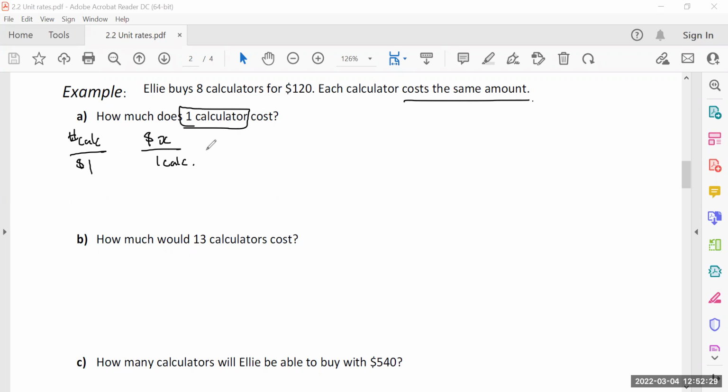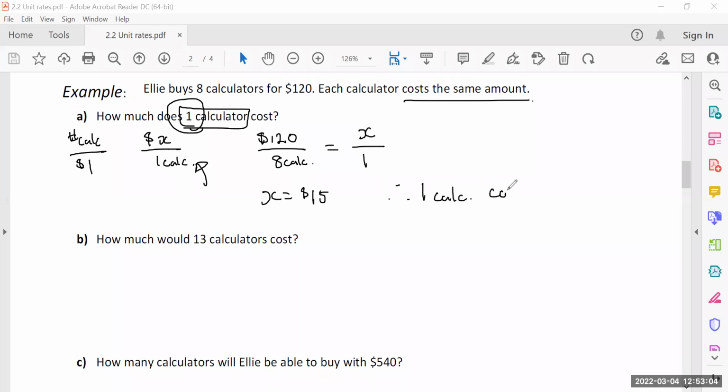You decide. But I hope that you notice that the denominator is always going to be a 1. So if I'm looking for one calculator, put that on the bottom. We have $120 per 8 calculators. So how much money is it per one calculator? Plug that in. It is 15. Therefore, one calculator costs $15.